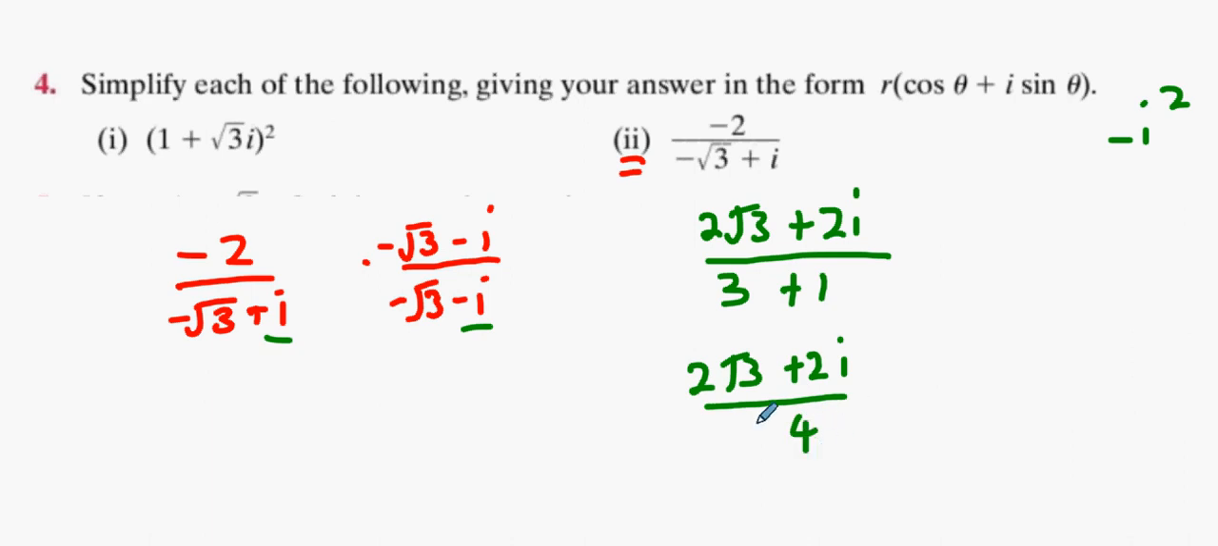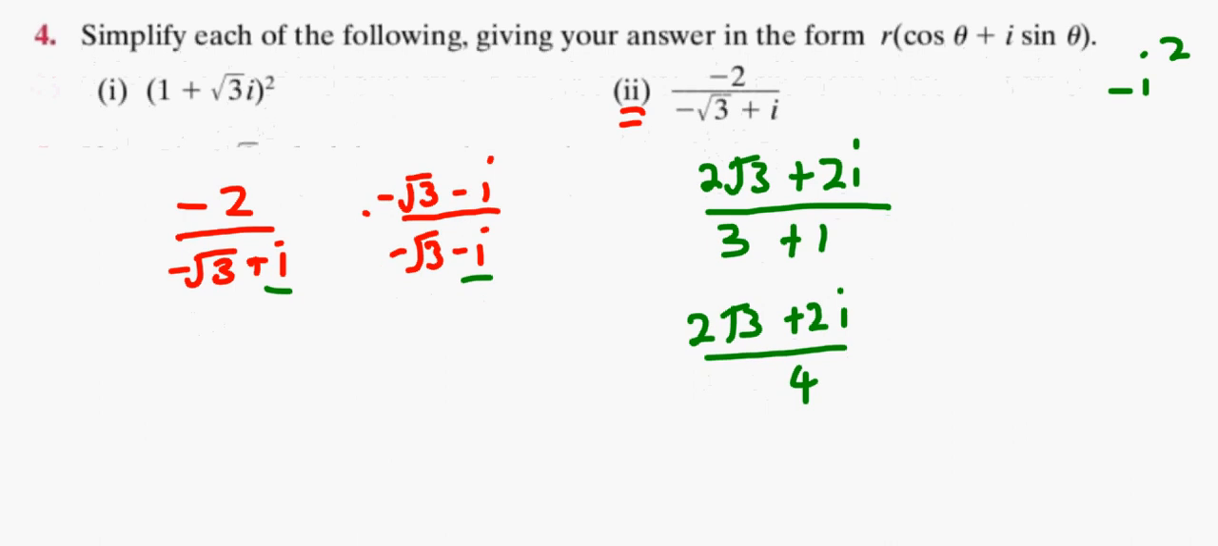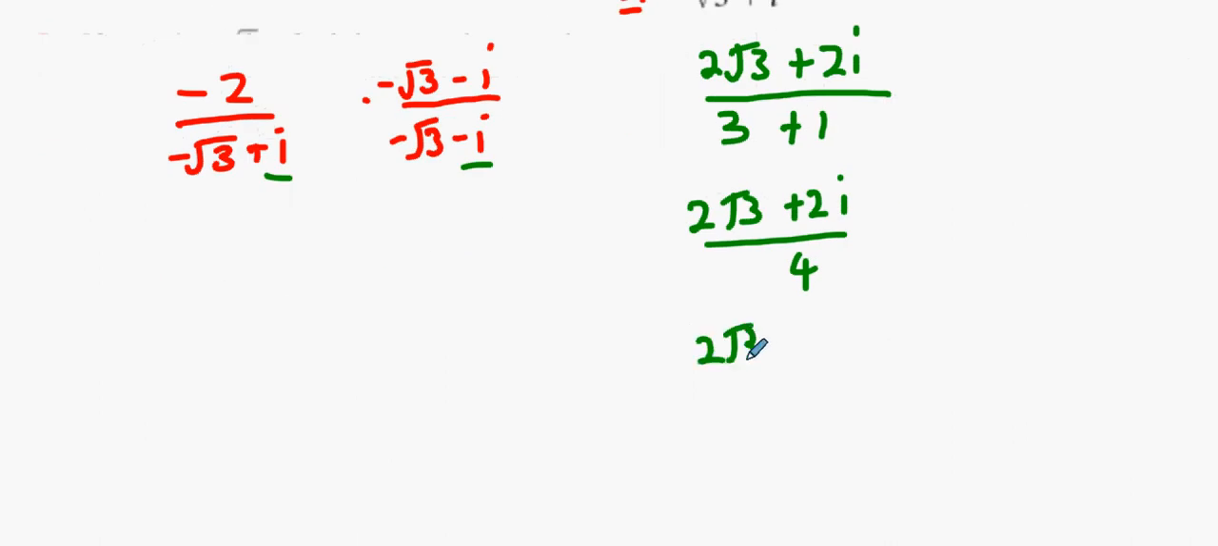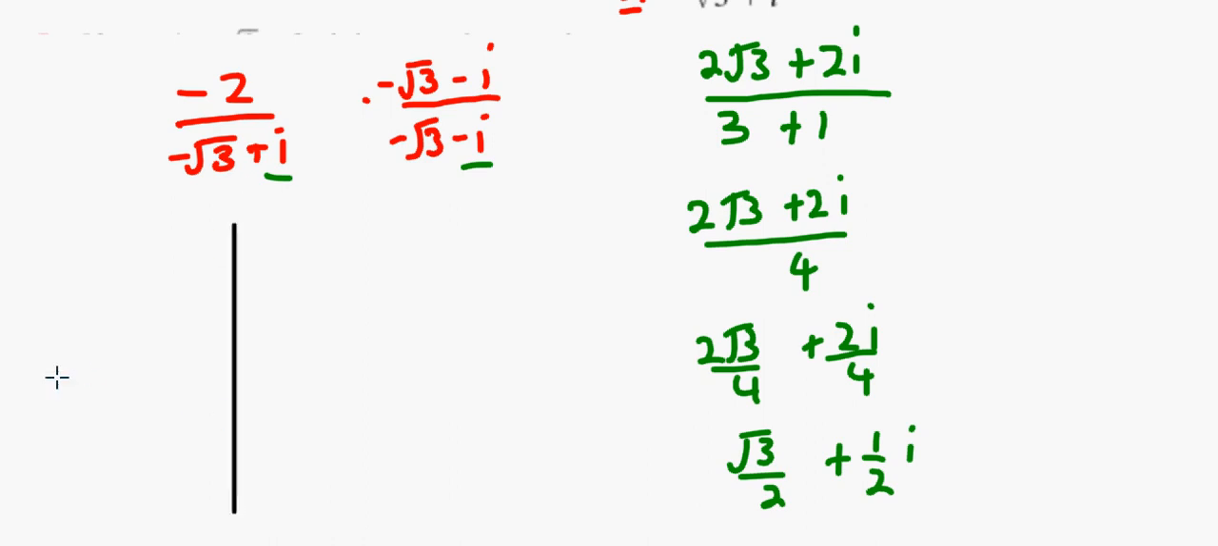What would be a better way of presenting that? 2 root 3 over 4 plus 2i over 4, which is the same as what? Root 3 over 2 plus a half i. Is that okay with you guys? Now, what is the location of that? Where's it located in your graph? Root 3 over 2 across and a half in the air.